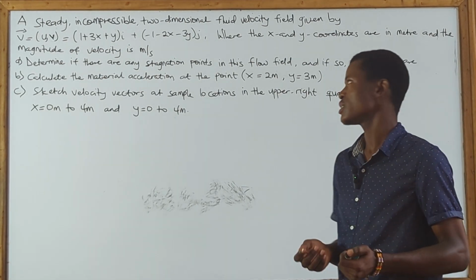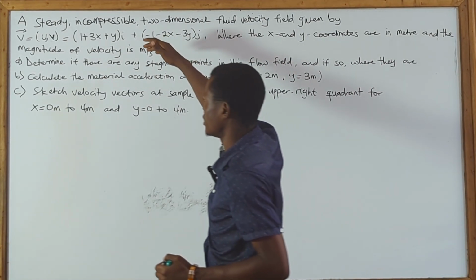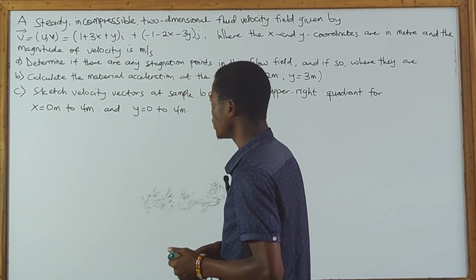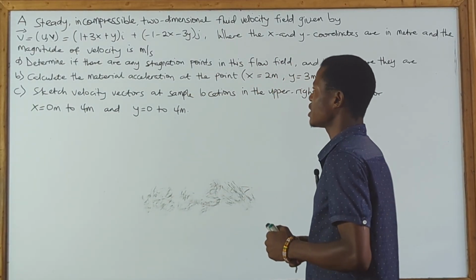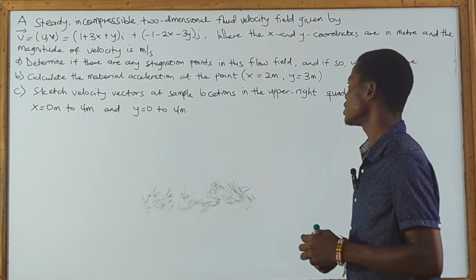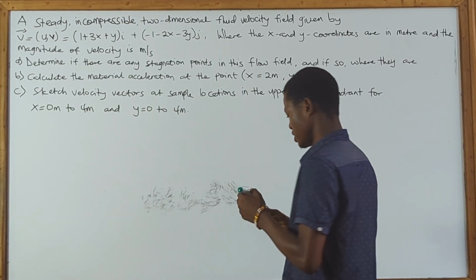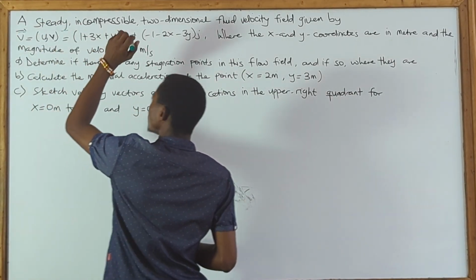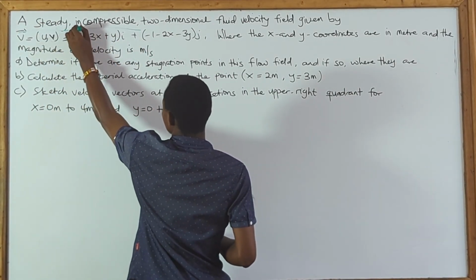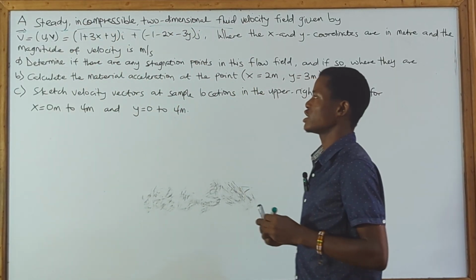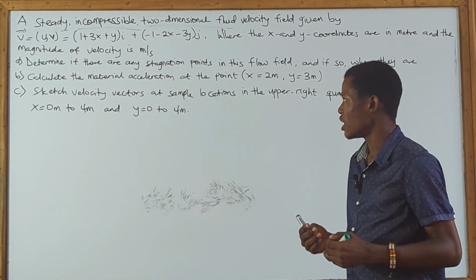So in the first place we have to read the question above, and they've also given us some conditions. That's three conditions: a steady state condition, an incompressible condition, and also a two-dimensional flow, which would give us a clue on how to solve our question.